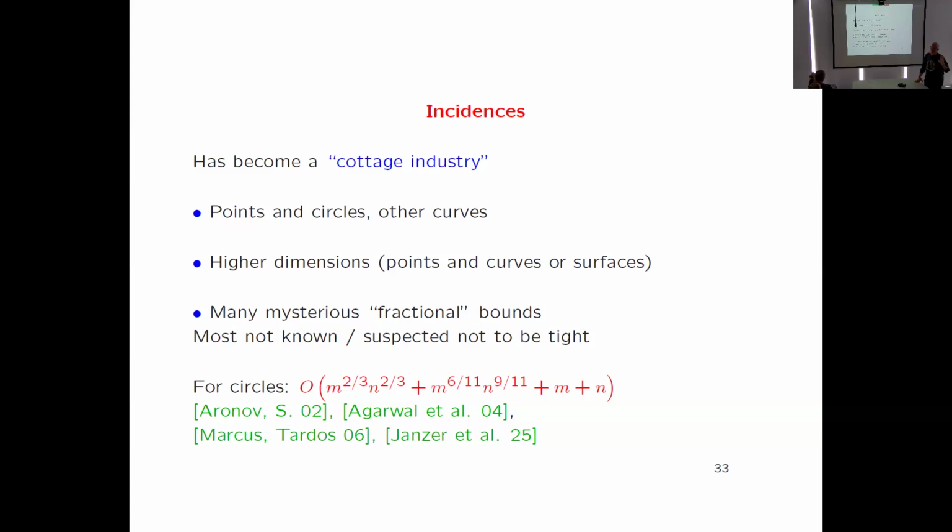Almost all of them are suspected, not known, and strongly suspected not to be tight. The case of points and lines is the only good case, so to speak, or one of the very few cases of polynomial.